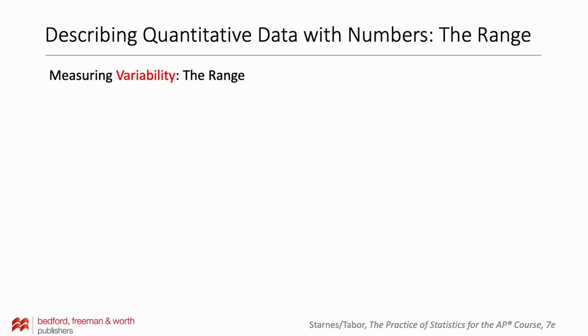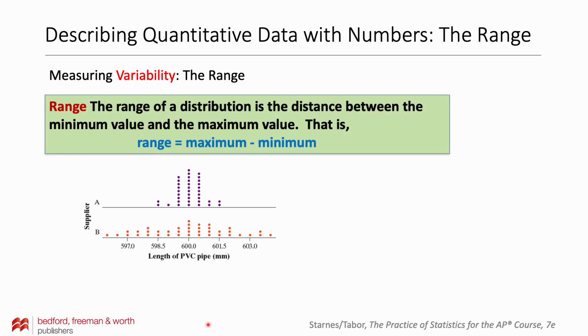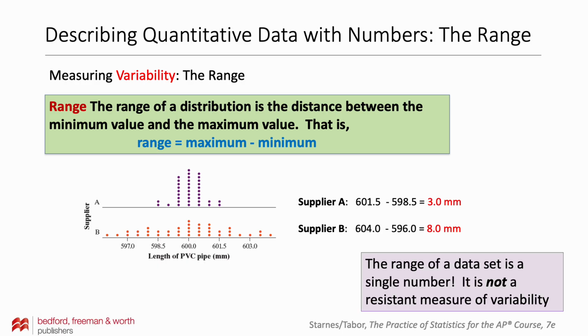Now let's discuss range, the simplest measure of spread. It's just the difference between the max and the min values. So, for example, in this case where it says supplier A has much tighter range than supplier B, if we look at them, they show less variability. Notice how close these are versus how spread out these are here. And remember that the range is not a resistant measure, so it does get affected by those outliers.